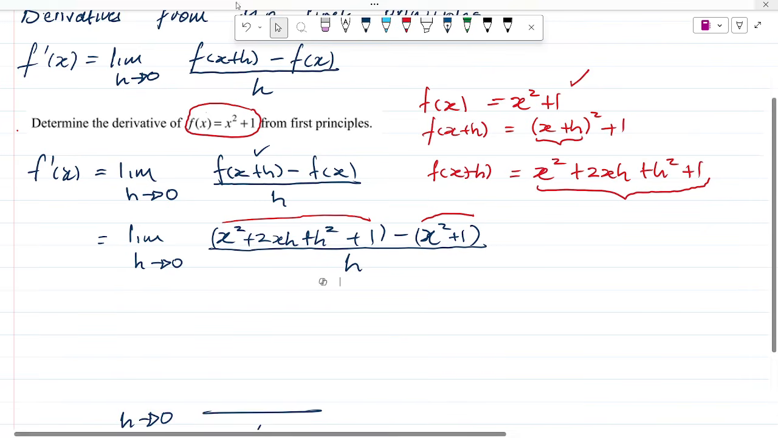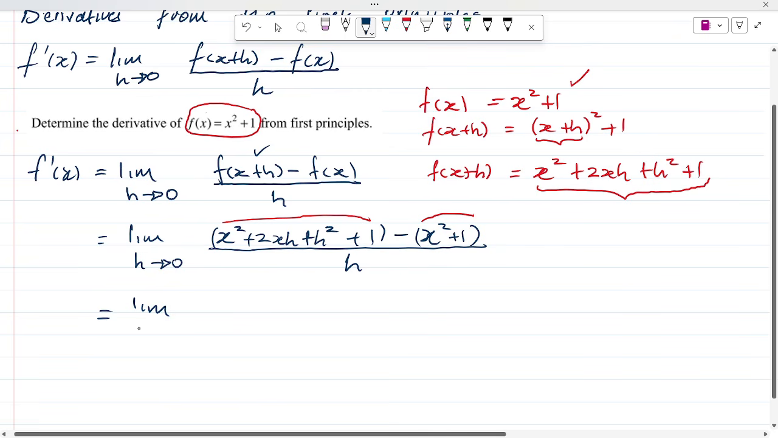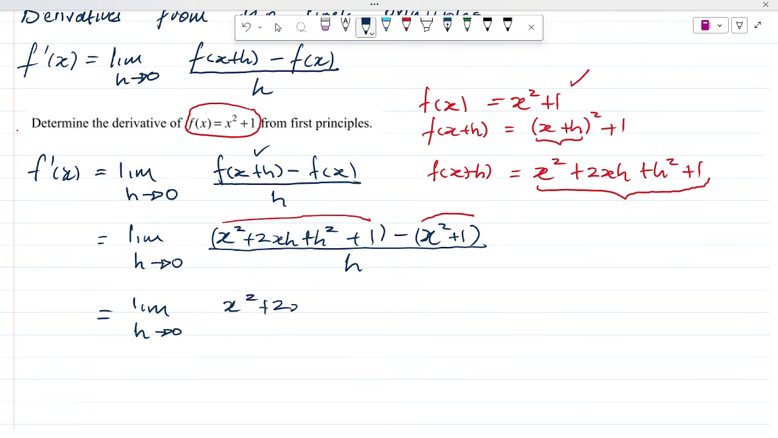So our next step will be simplifying by distributing the negative. So you're going to be writing the limit as h turns into 0 of x squared plus 2xh plus h squared plus 1. Then you're going to say negative multiplied by x squared will be negative x squared, and the same thing applies to negative multiplying 1. This will be negative 1. Remember, you have to divide everything by h.